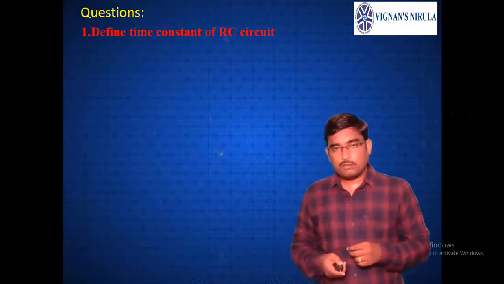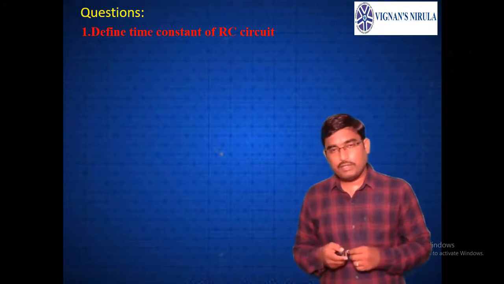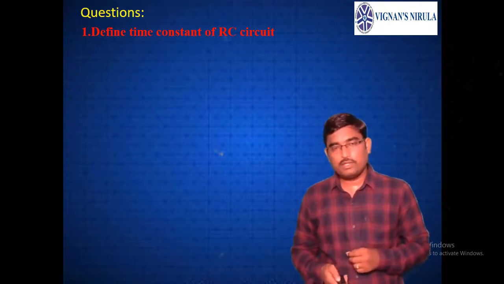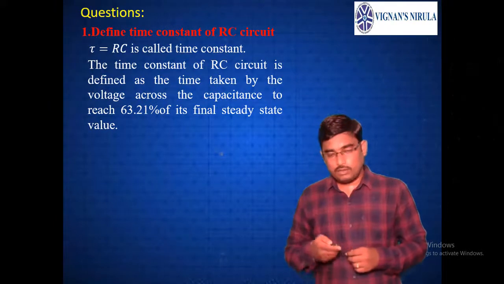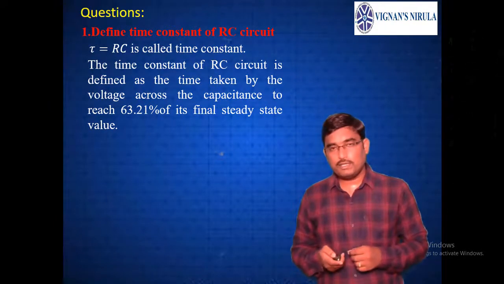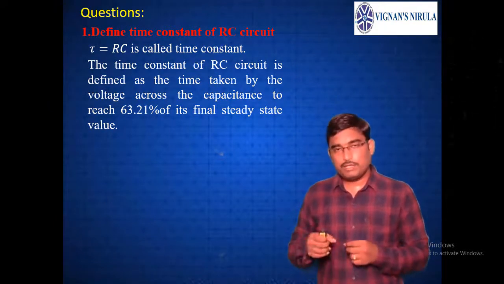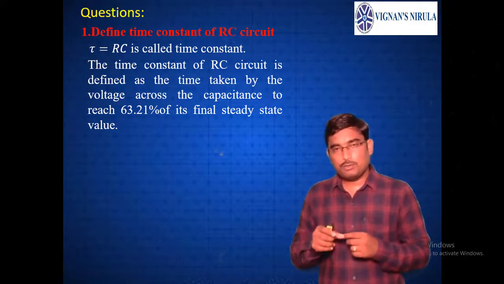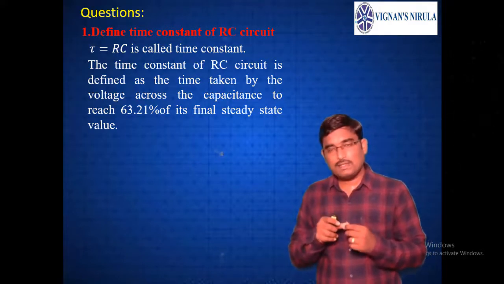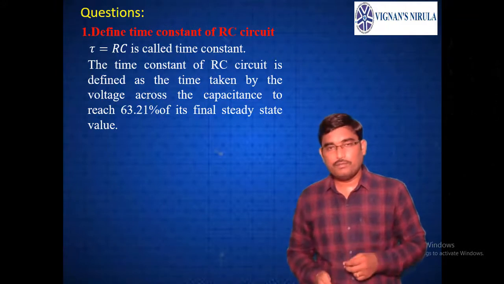Here the students can be asked a question, that is, define the time constant of an RC circuit. So what is the time constant of an RC circuit? tau equals RC. So theoretically the statement is: it is the time taken for the response, here the response means the voltage across the capacitor, to reach 63.2% of its final value.